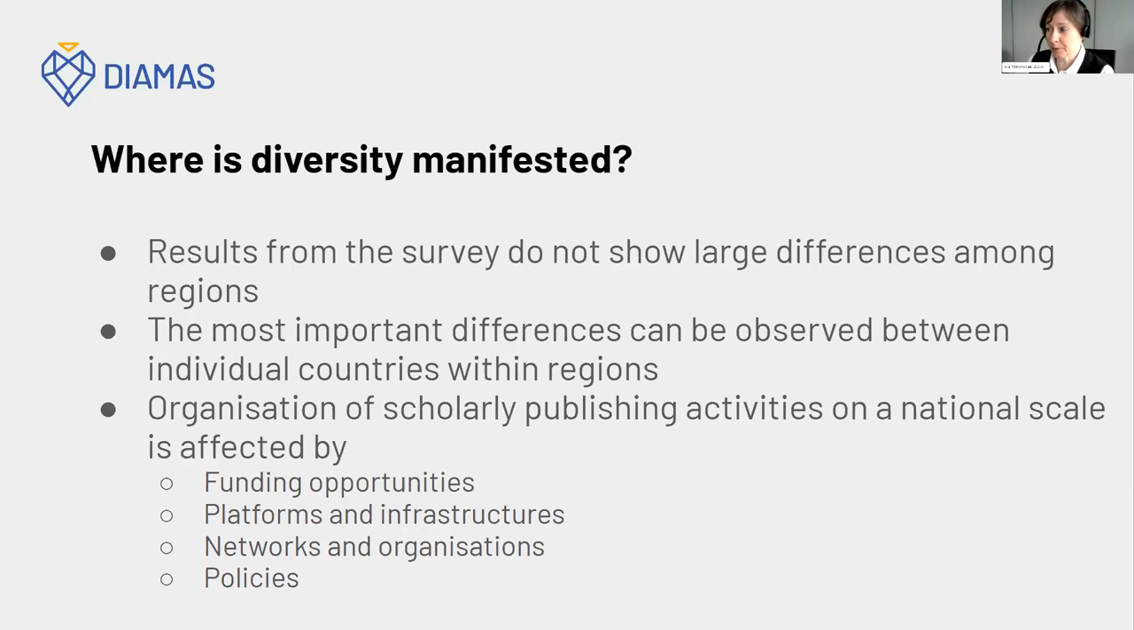So the importance of these differences also stems from the organization of scholarly publishing activities on a national scale, and they are affected by different funding opportunities. The existence of platforms and infrastructures that are very relevant in some places, but non-existent in other places. There are also networks and organizations that can take a leading role in some regions and countries especially. And of course, there are policies and political frameworks that are usually national, so they work differently in different countries.